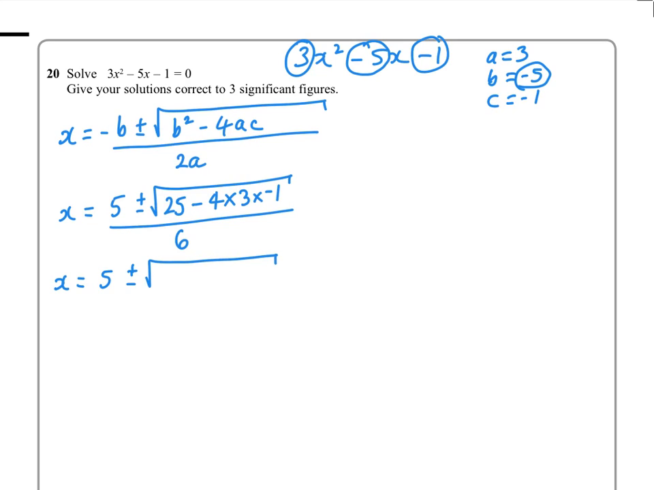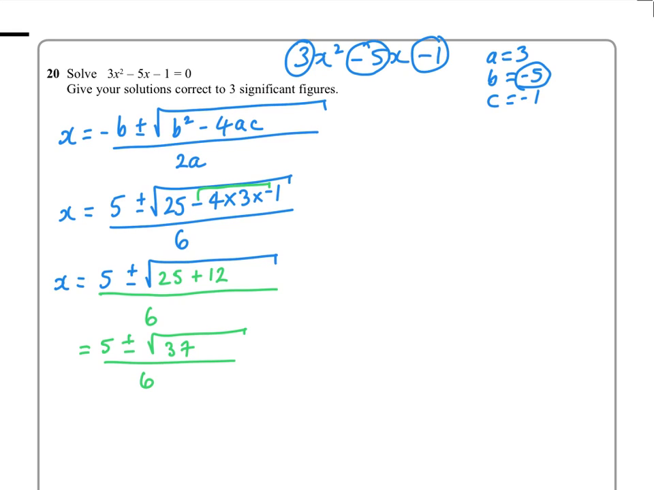work out what's inside the square root sign, otherwise known as the discriminant, which some of you may know as the discriminant, b squared minus 4ac. So be very careful here. A negative times a negative at some point will be positive, so you'd have 25 plus 12 here, all divided by 6. So you'd have 5 plus or minus the square root of 37 all over 6.